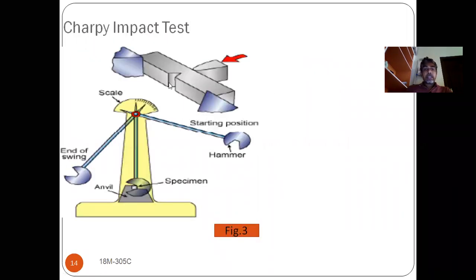Charpy impact test. If you see the diagram, this is the arrangement of equipment for both Charpy and Izod, but only the loading and the arrangement of the hammer will be different. All the procedure will be similar for both the Charpy and Izod impact tests. So what is the general description of this equipment? Let us see here.